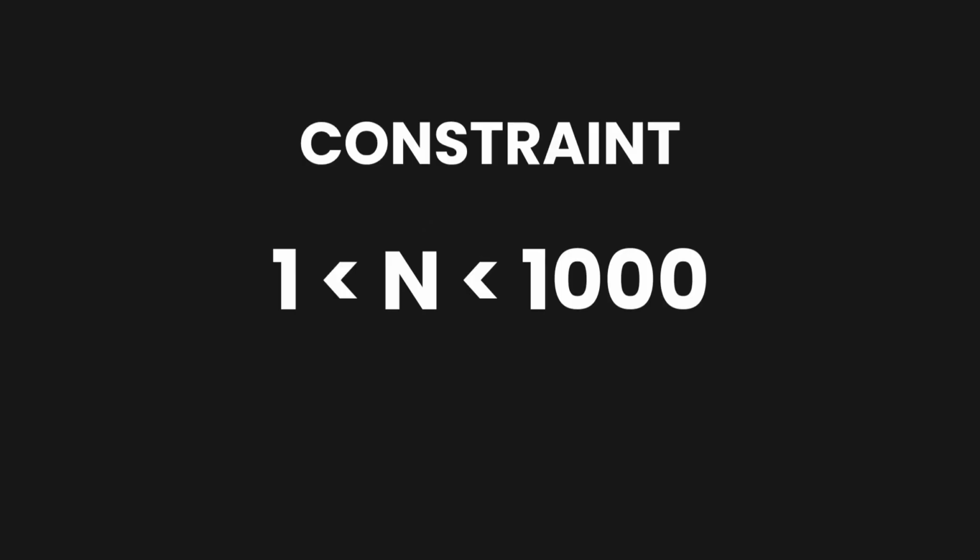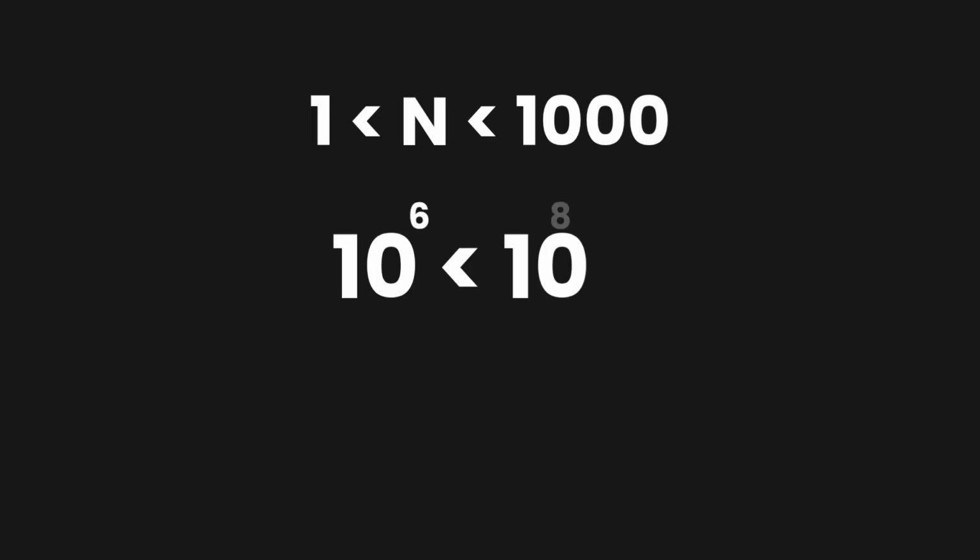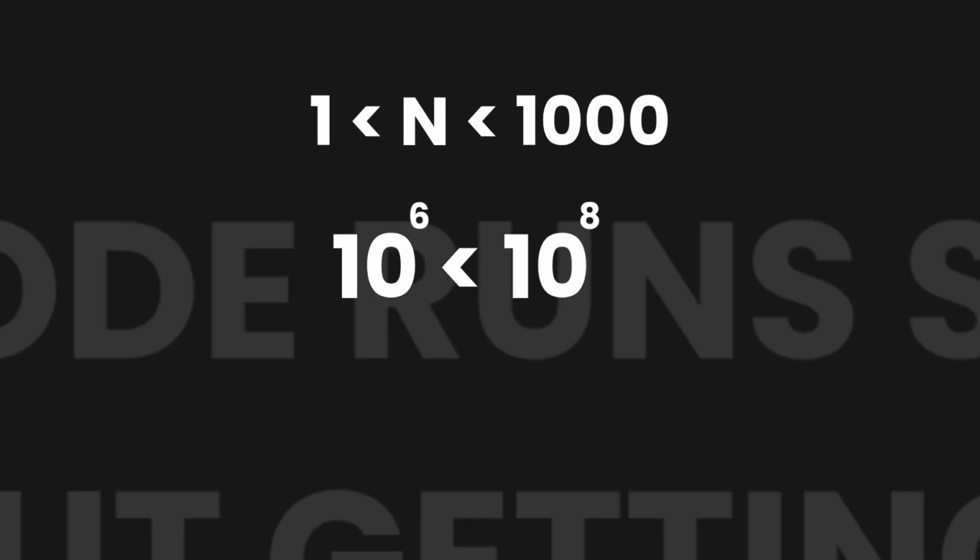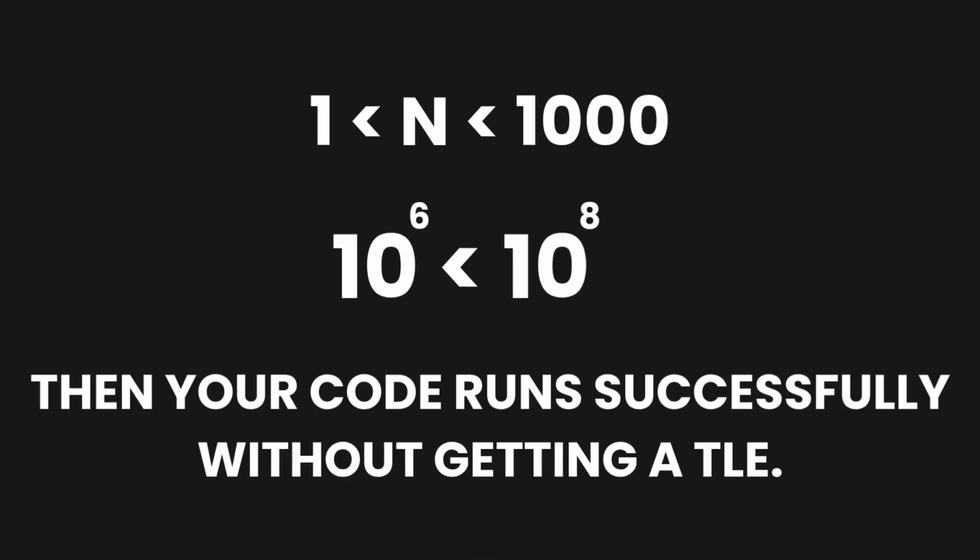Let us say our algorithm has n square time complexity and the constraint is given as 1 less than n less than 10 to the power 3. When we substitute this 10 to the power 3 in n square, we will get 10 to the power 6, which is lesser than 10 to the power 8. So our code runs perfectly fine without any TLE error.